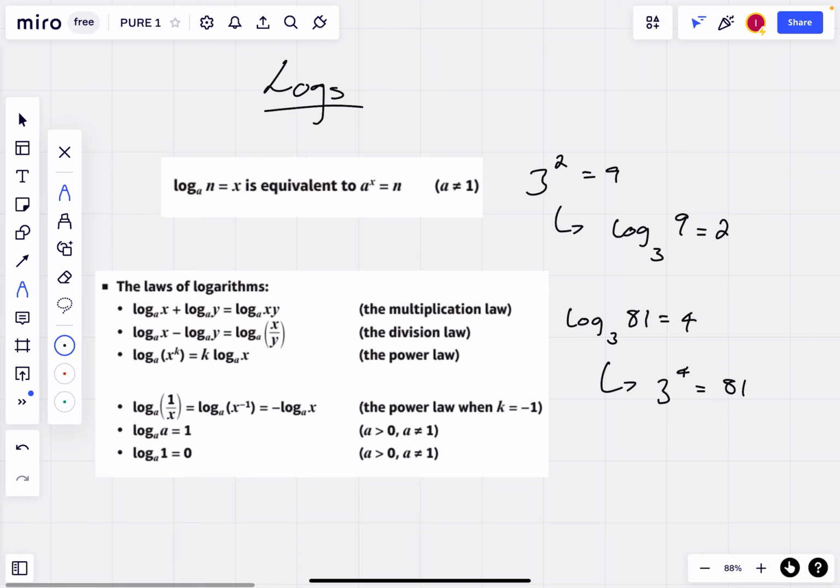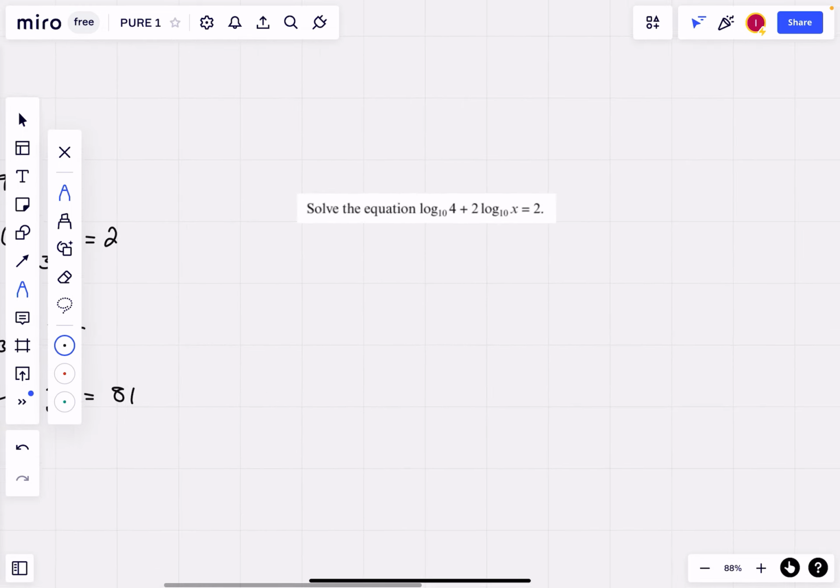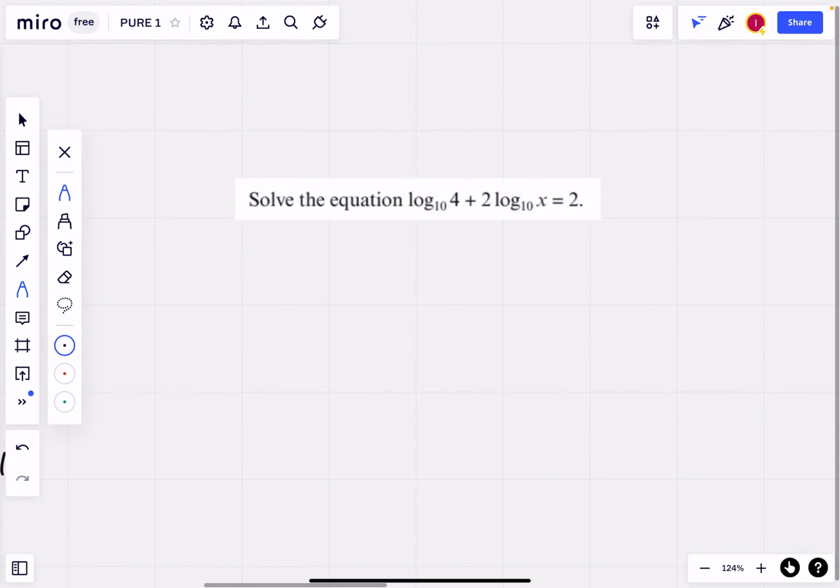I would suggest writing down these laws. Either write them on flashcards, or on a piece of paper, and try to commit them to memory, completely up to you. But I would definitely suggest writing them down. Now, what I'm going to do is go through a question which makes use of log laws and solving equations with them.